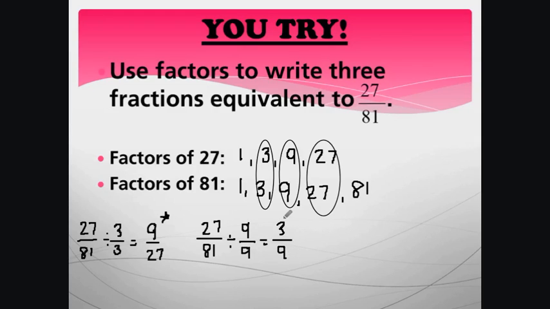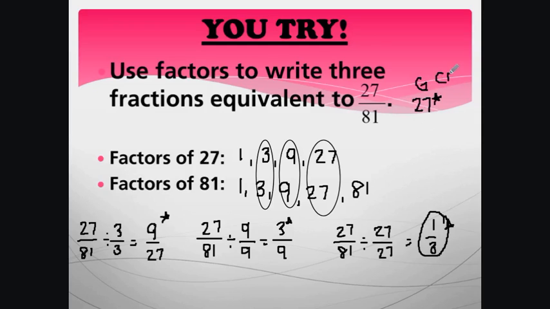And then one last time we have 27 over 81, finding an equivalent fraction, dividing both the numerator and denominator by 27 to equal 1/3. That is our smallest fraction, and the GCF of both 27 and 81 is 27.